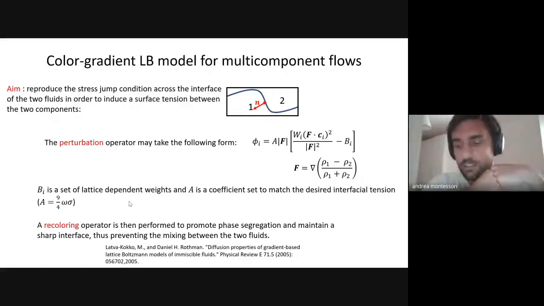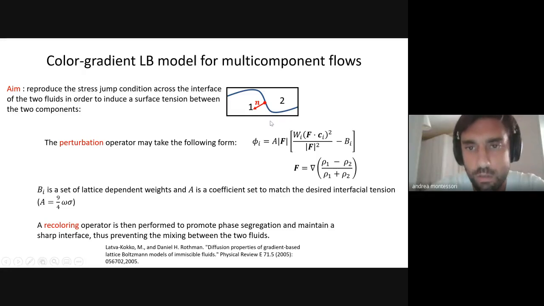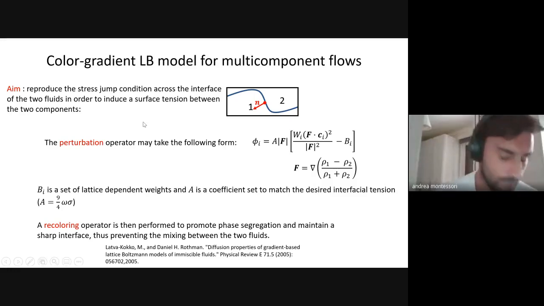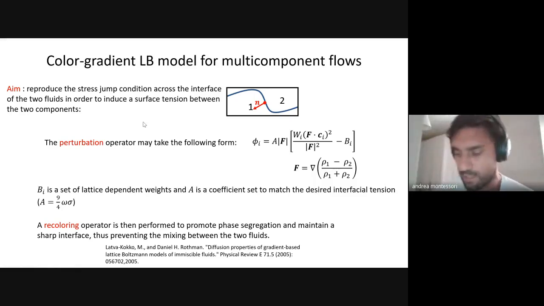The aim in whatever multi-component, two-component lattice Boltzmann approach is to induce a surface tension. In the color gradient, the aim is to reproduce the stress jump condition across the interface between two liquids, 1 and 2 here. And this is done in order to induce a surface tension between the two components. So the perturbation step, I will not enter into details, as I said before, because the color gradient may be implemented in several ways.